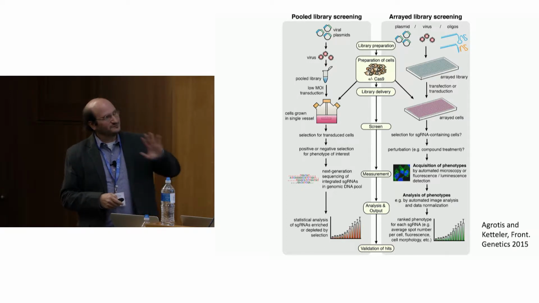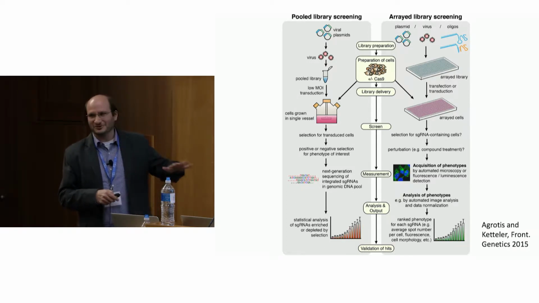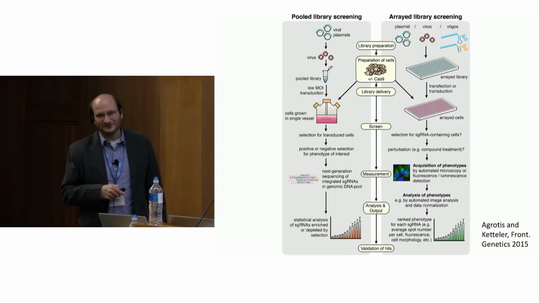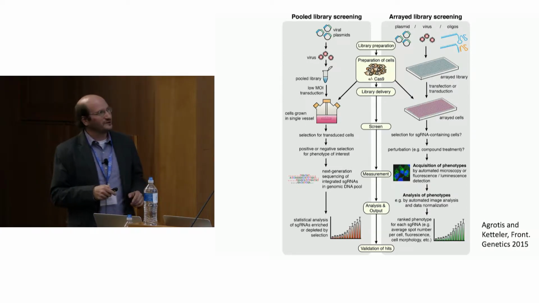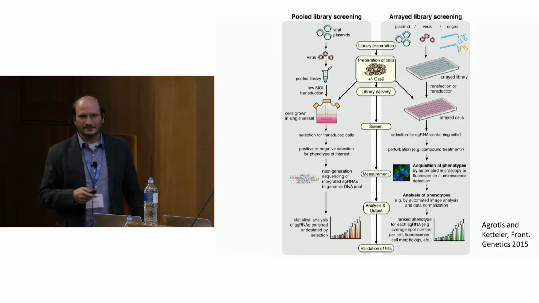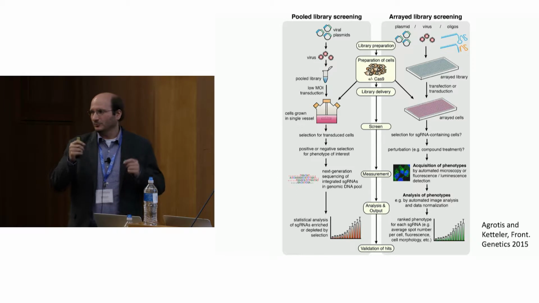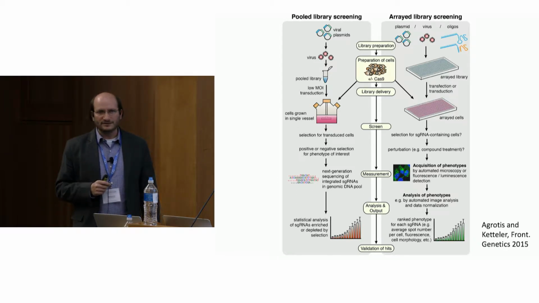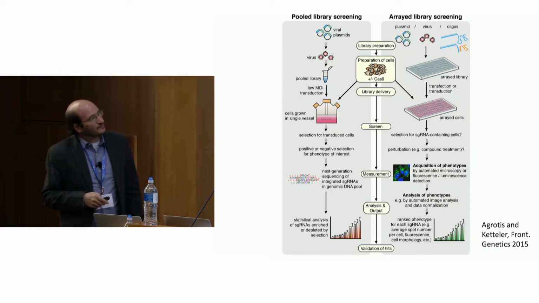So I'll just tell you right now, everything I'm going to talk about from here on out is in pooled format because we love the pooled format. But I wanted to set this up because a lot of screens were done this way, and it's still actually possible to buy even now CRISPR guide arrayed in libraries because there are some applications where you really want an arrayed one gene at a time, one well at a time screen.